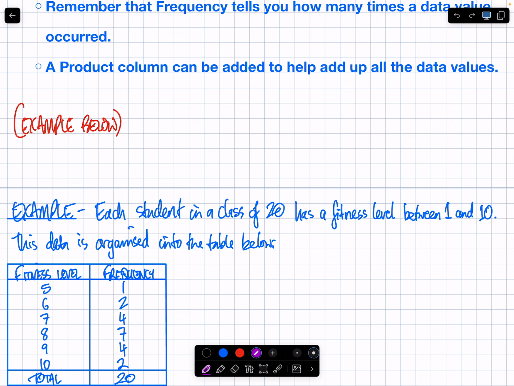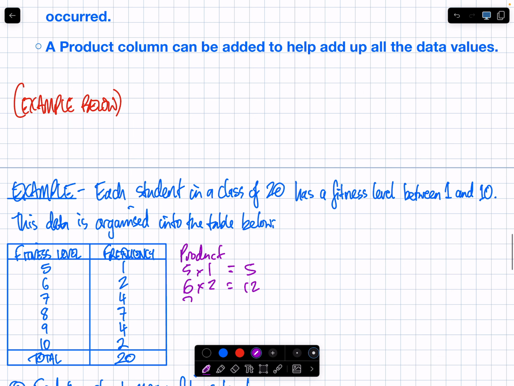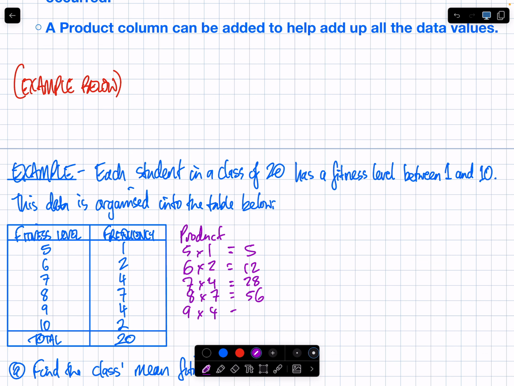A product column can be added to help add up all the data values. What does product mean? What's the product of 3 and 5? What am I doing with those? Am I adding them together? No. Multiplying. Sum is adding. Product is multiplying. So if I added a product column here, you go 5 times 1 is 5. What's the product of 6 and 2? 12. 7 and 4, 28. 8 and 7, I believe that's 56. 9 and 4, 36, 10 and 2, 20.